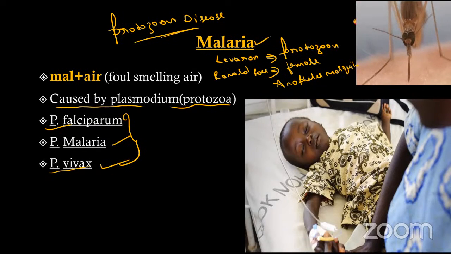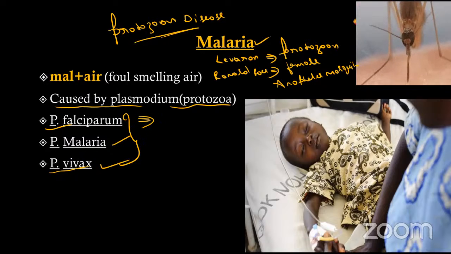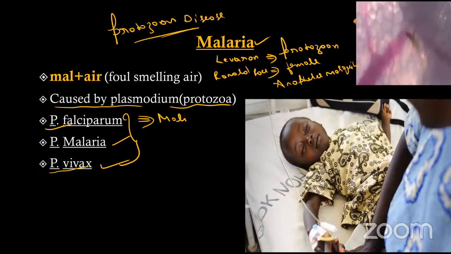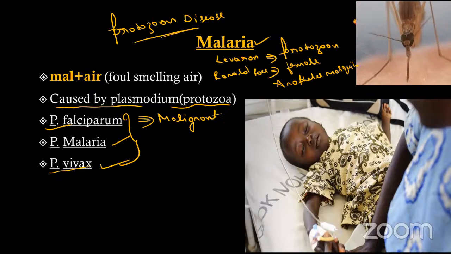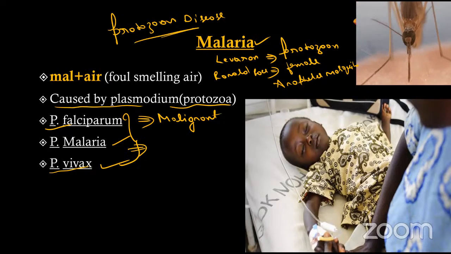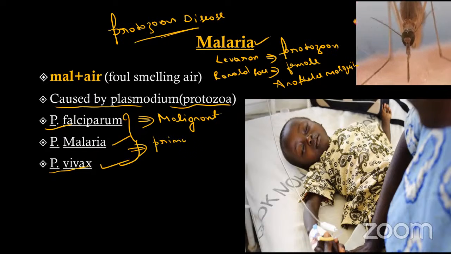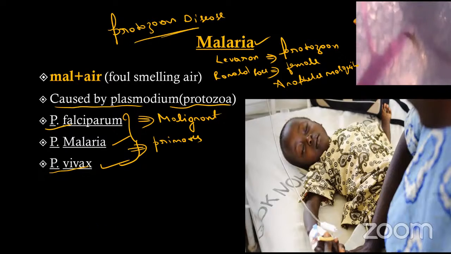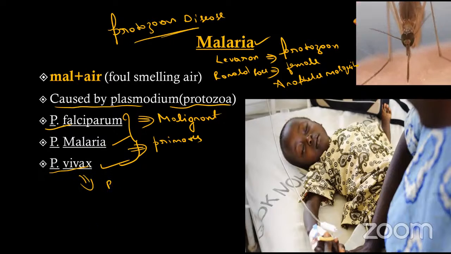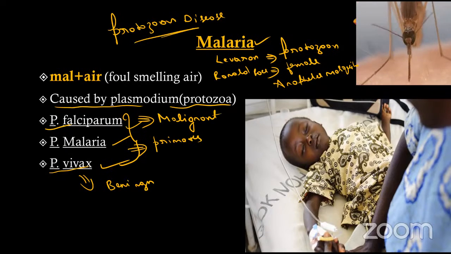When it comes to the three species, Plasmodium falciparum is the most dreadful. It is the most malignant. We call it malignant, so it is very dangerous. Then Plasmodium malariae is the only species which causes the disease in all the primates. Then coming to Plasmodium vivax, this is benign. It is not that dangerous. Compared to falciparum, Plasmodium vivax is not that dreadful.